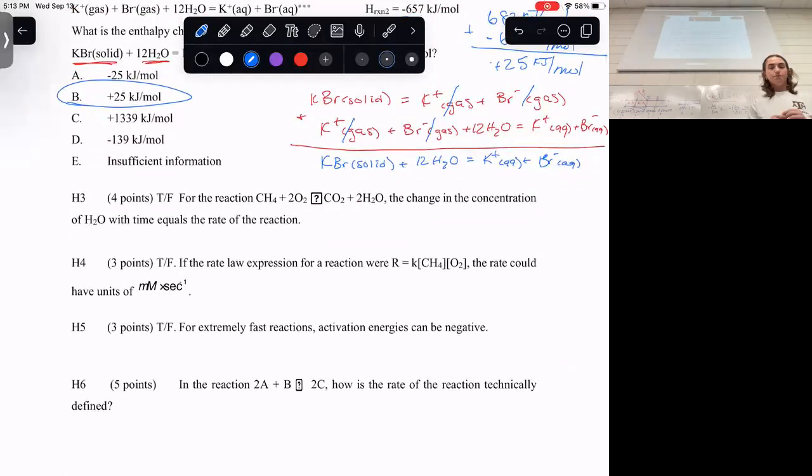Question 3. We have for the reaction given there, the change in the concentration of H2O with time equals the rate of reaction. What do we think? Is this true or false? Why is it false? The stoichiometric ratio must be observed, and that would say that for the rate of reaction.